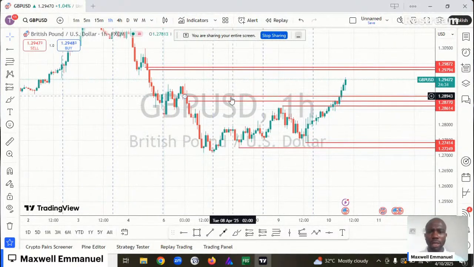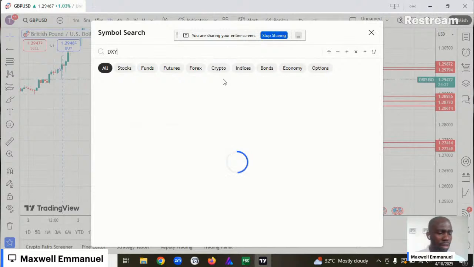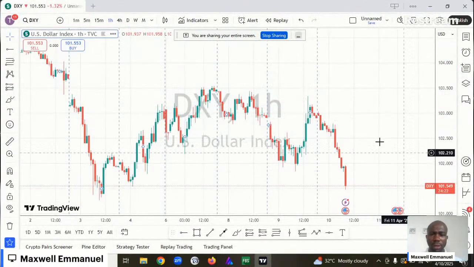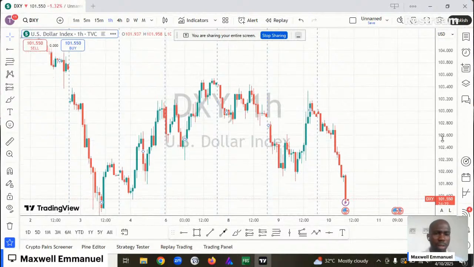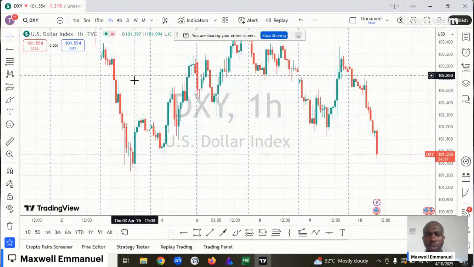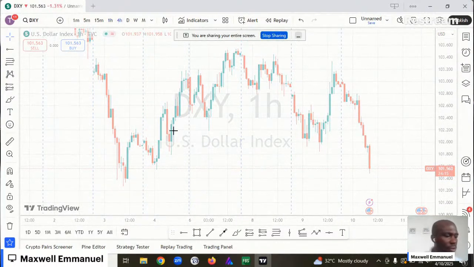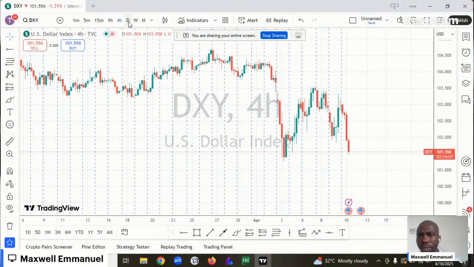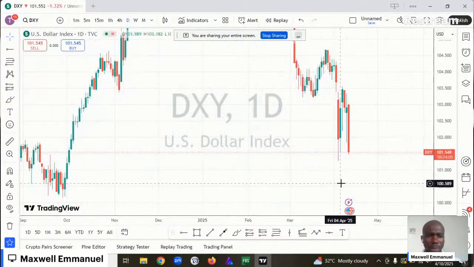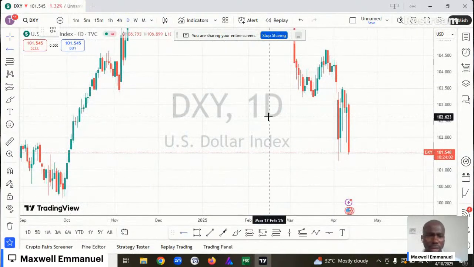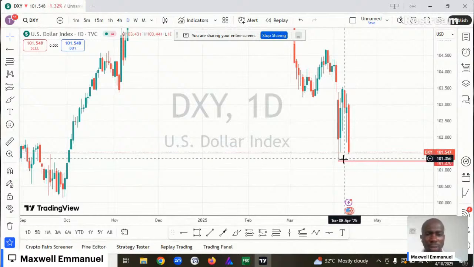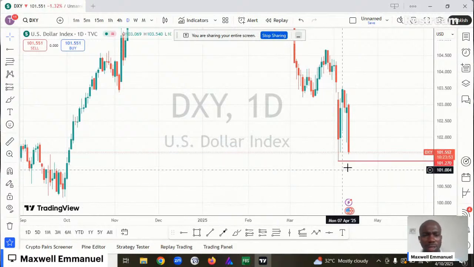Let's see DXY. DXY will be strongly bearish now. DXY is strongly bearish at the moment because the data was negative for dollar. Can you see that? So there's a high probability. Let's go to daily. There's a high probability dollar index will clear the liquidity residing at this low.